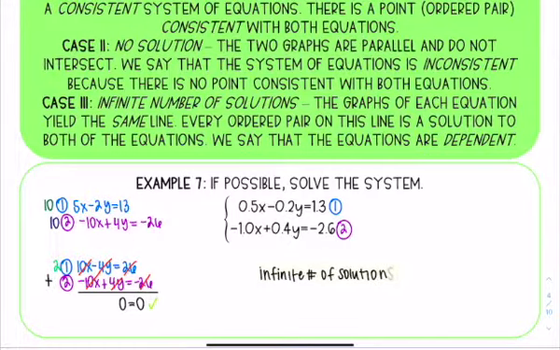So what this means is it's the exact same line graphed twice, right on top of each other. Now, had the variables canceled and we got a false statement, something like 0 equals 3, then that would be no solution.